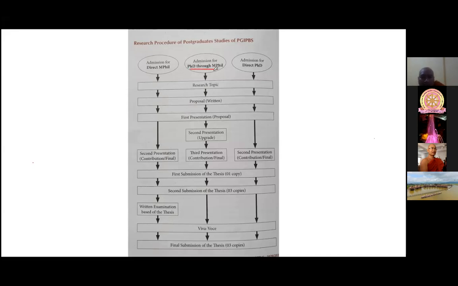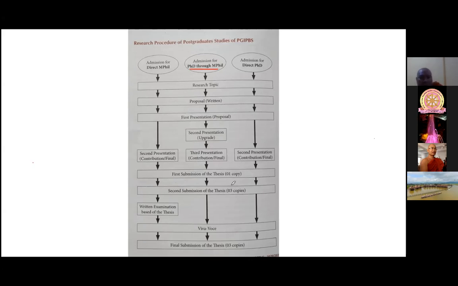First you have to apply with a research topic, then write it down, you have to propose it, then the first presentation, the second presentation, where it is upgraded, otherwise it would be final. Then third presentation, contribution, and final. Then first submission of the thesis, 1 hard copy. You have to submit it to the research unit.